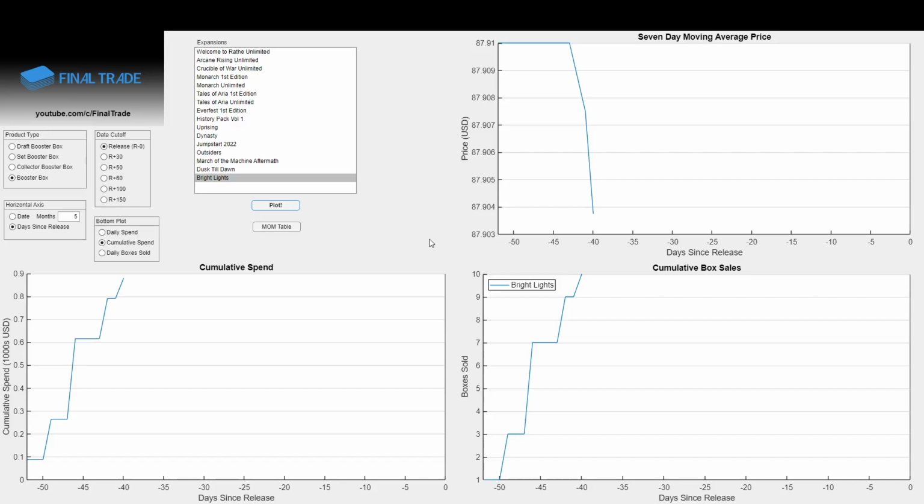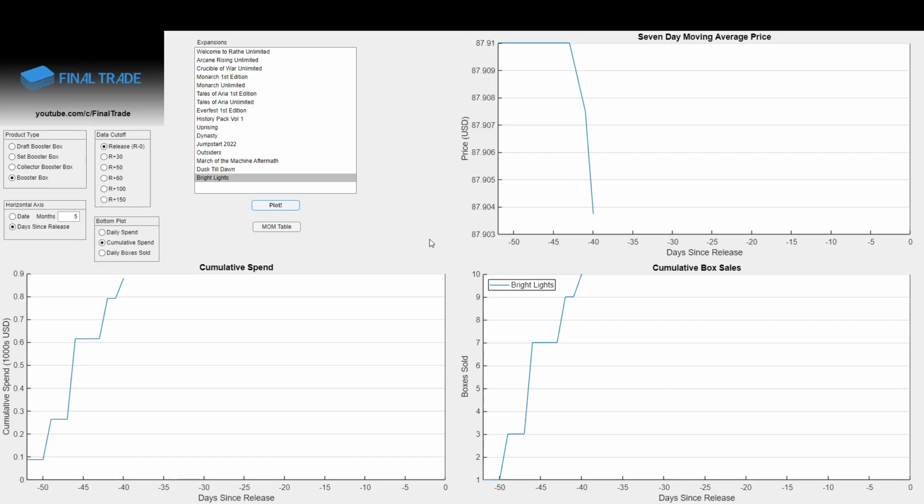first edition boxes. And the reason for that is that, of course, Welcome to Rathe Unlimited, it's the very first expansion ever. It will always be a popular box for collectors in the future. Arcane Rising Unlimited, that's what really cemented the game as viable and good and a long-term winner. Crucible of War Unlimited, there's less of that in the world than a lot of people appreciated for a long time, and that's going to help it with long-term price appreciation. And then those next three first edition boxes, Monarch, Tales of Aria, and Everfest, those have the last of the original limited printing cold foils, and that will help their price in the long term.